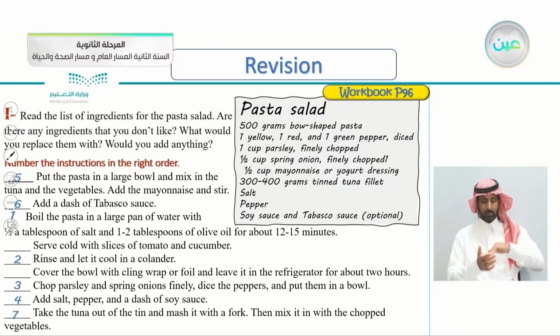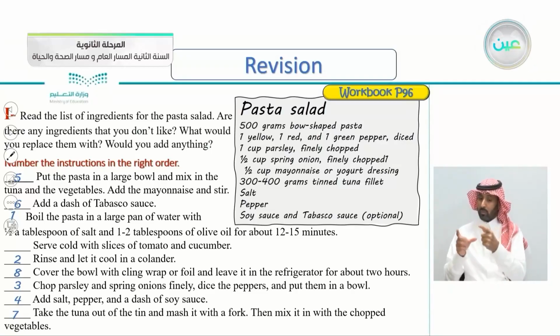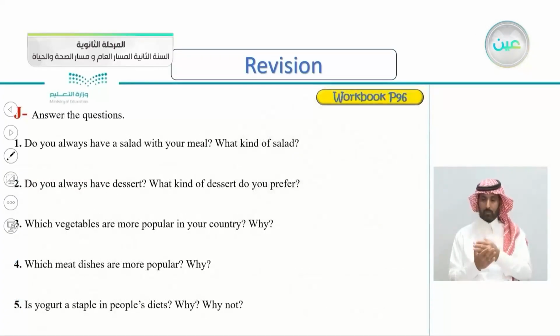And number 7, take the tuna out of the tin and mash it with a fork, then mix with the chopped vegetables. Number 8, cover the bowl with cling wrap or foil and leave it in the refrigerator for about 8 hours. Number 9, serve cold with slices of tomato and cucumber. So even though it's pasta salad, you serve it cold, with slices of tomato and cucumber.